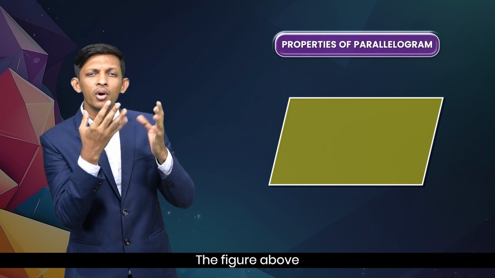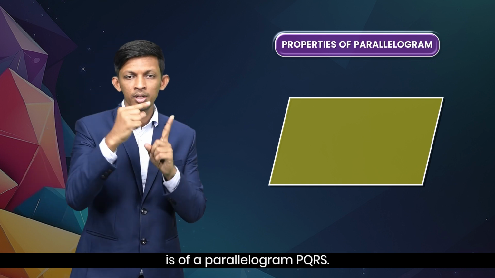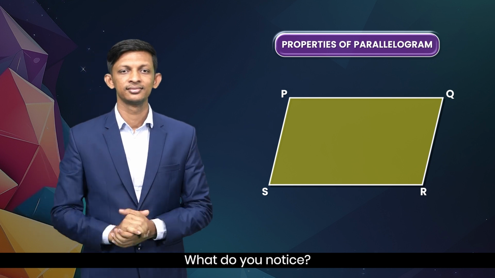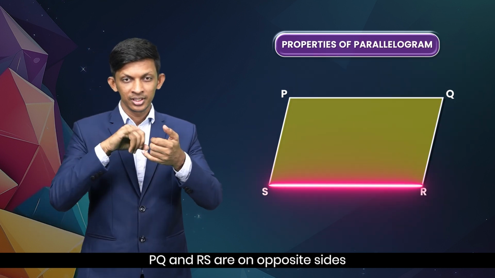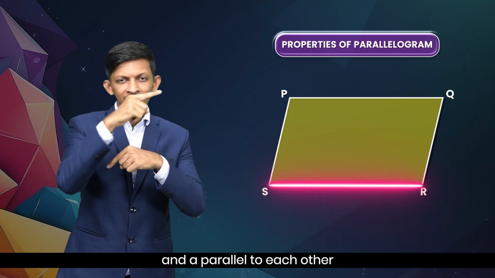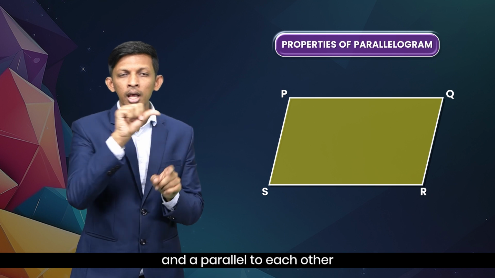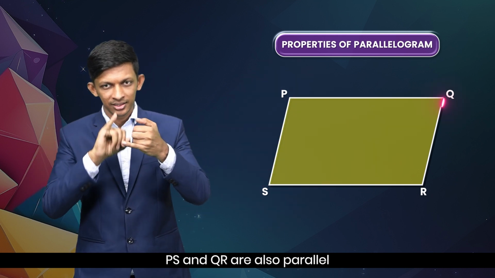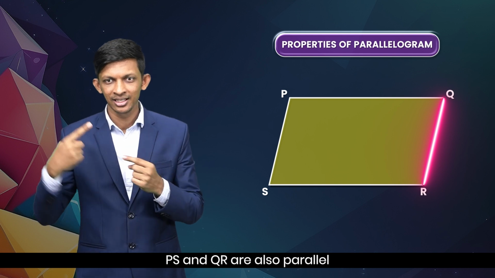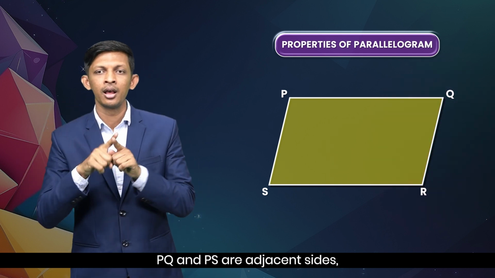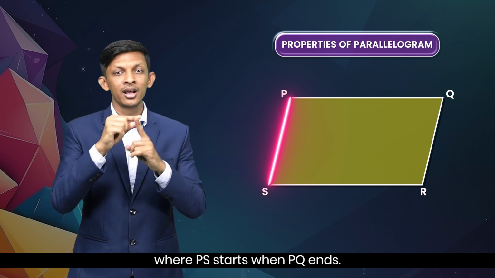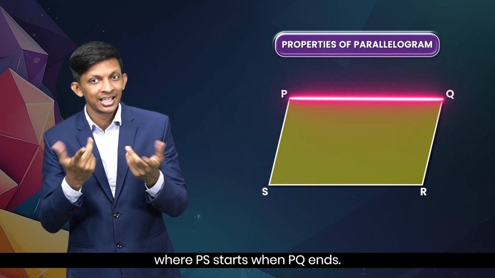The figure above is of a parallelogram PQRS. What do you notice? PQ and RS are on opposite sides and are parallel to each other. Another pair of opposite sides, PS and QR, are also parallel to each other. PQ and PS are adjacent sides, where PS starts when PQ ends.